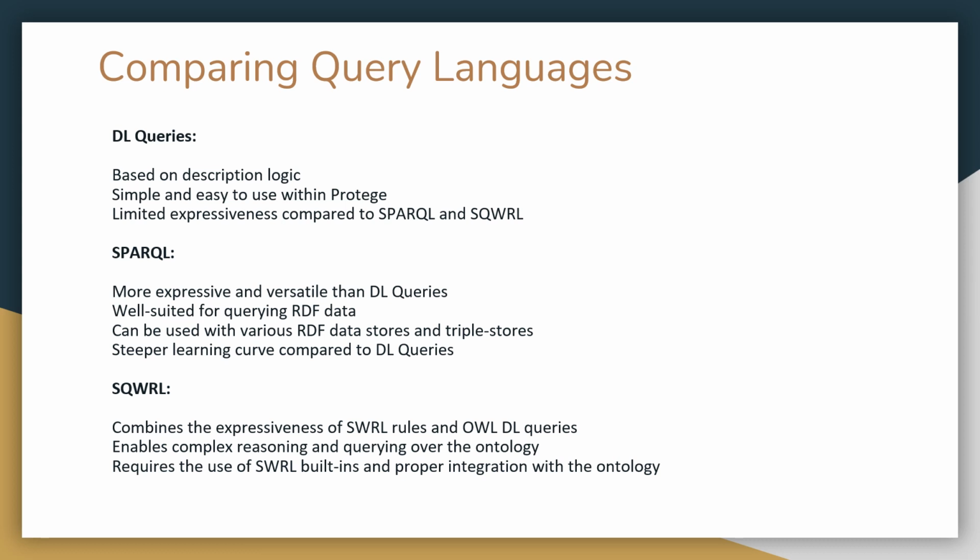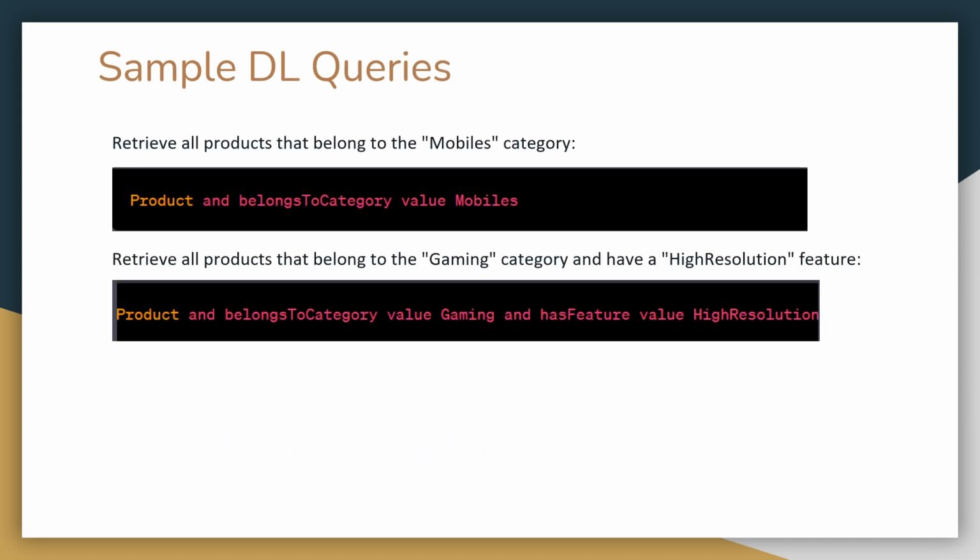SQRL combines the expressiveness of SWRL and OWL queries, and it enables complex reasoning and querying, but it requires the SWRL built-ins in Protégé. Now there are some sample queries. So these are some sample DL queries.